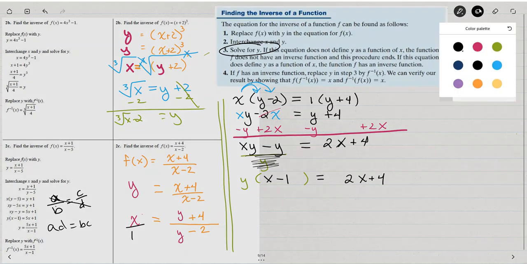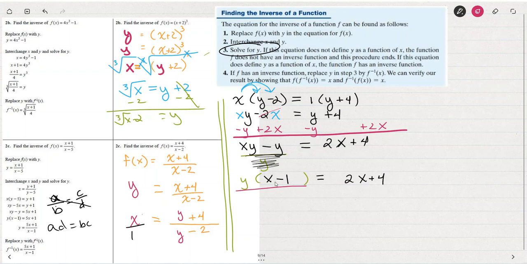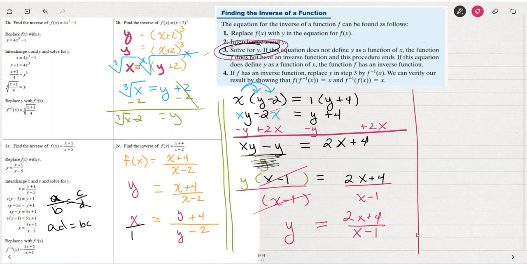The last thing I would need to do to solve this is to divide both sides, because remember what we're trying to do. We're trying to solve for y. So to isolate y, I'll then divide both sides by x minus 1. So we have x minus 1 over x minus 1 is 1. So y equals 2x plus 4 over x minus 1. And writing that in the correct notation, the final function notation, f inverse of x is 2x plus 4 over x minus 1. And that's how you find an inverse.